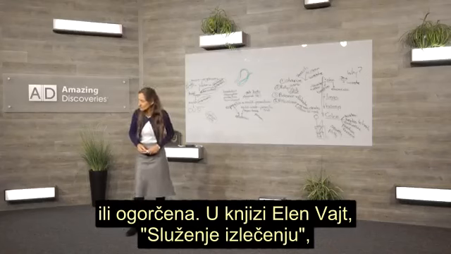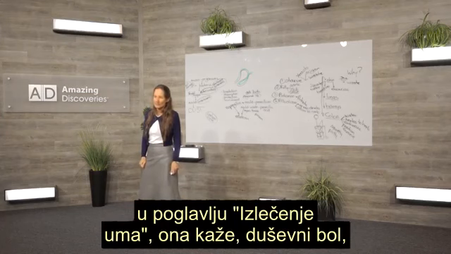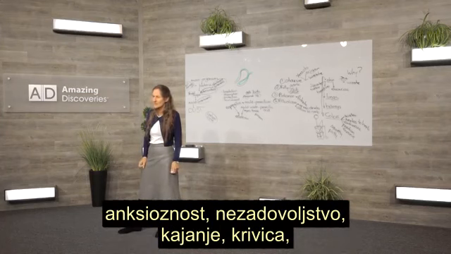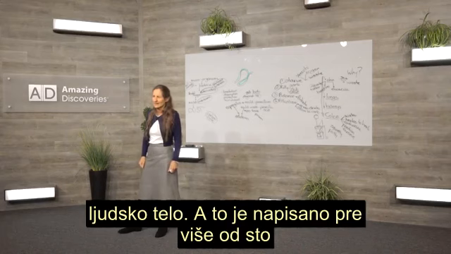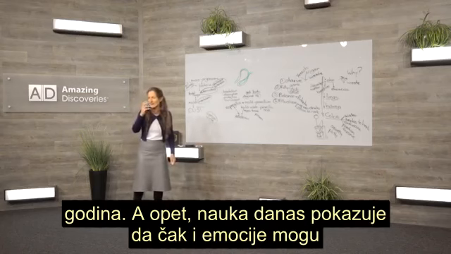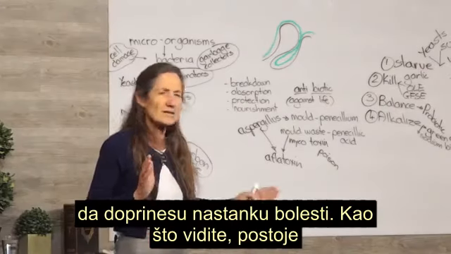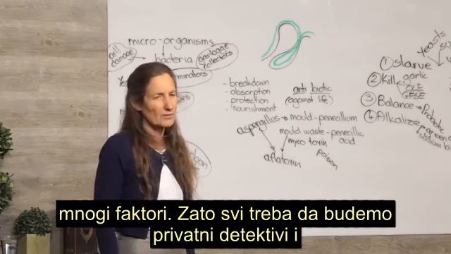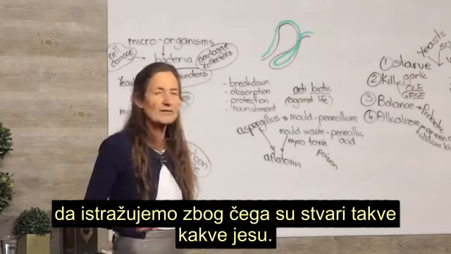In the book Ministry of Healing, in the chapter Mind Cure, Ellen White says grief, anxiety, discontent, remorse, guilt, distrust all break down the life forces and can invite decay and death into the human body. Now that was written over 100 years ago, and yet science is now showing that even emotional issues can contribute to sickness and disease in the human body. So as you can see, there can be many factors. That's why we all should be private investigators, investigating why these things are so and where they have come from.